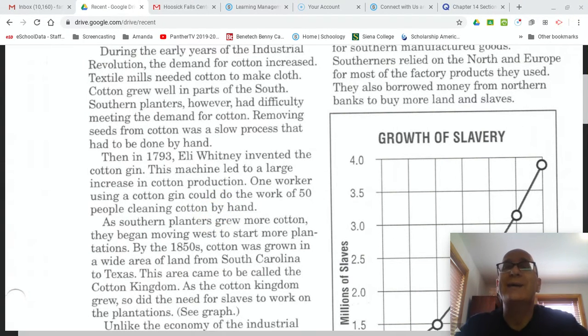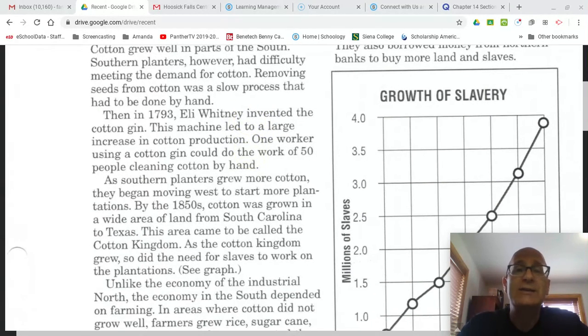One worker using a cotton gin could do the work of about 50 slaves cleaning cotton by hand. The process of taking the seeds out was called cleaning. So the cotton gin could basically do the work of 50 people cleaning by hand. As Southern planters grew more cotton, they began moving west to start more plantations.